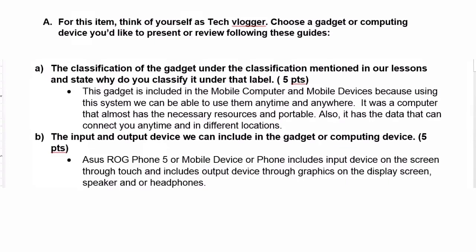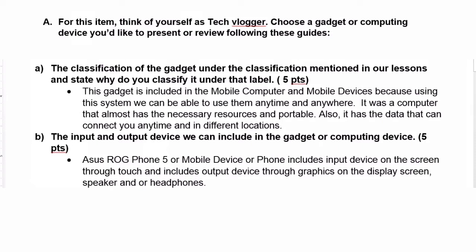Number 1. The classification of the gadget. Under the classification mentioned in our lessons, state why you classify it under that label. This gadget is included in the mobile computers and mobile devices because using this system, we can use them anytime and anywhere. It is a computer that has almost all the necessary resources and is portable. Also, it has data that can connect you anytime and in different locations.